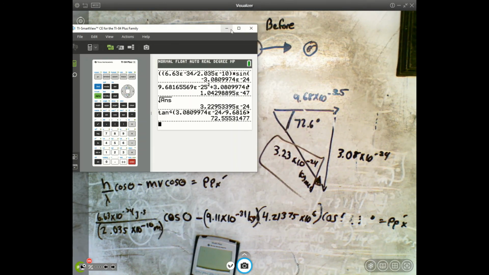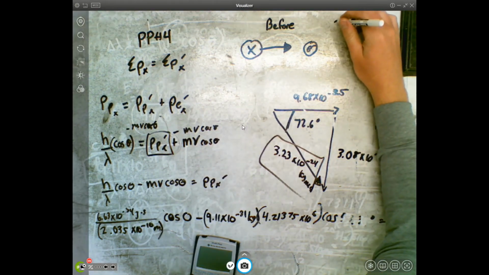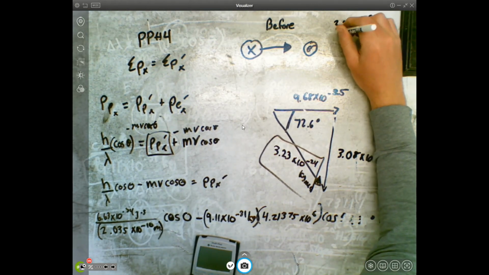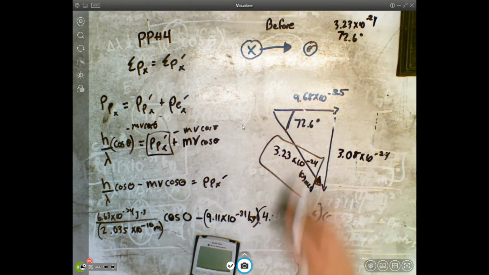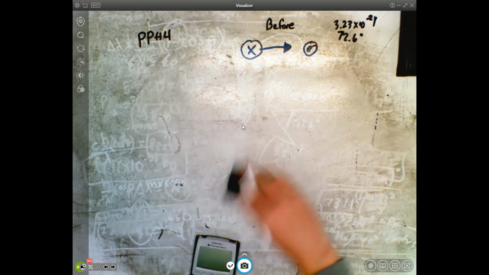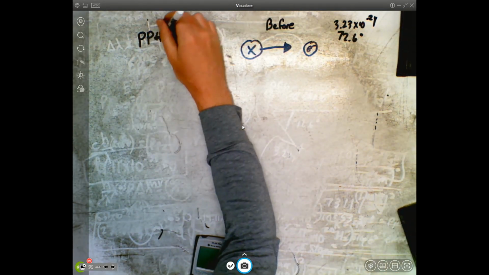But there's another way to get our answer. I used physics principle number 4 to find this, but I can also use the law of conservation of energy. I can do this exact question. I'm just going to put my answer up here: 3.23 times 10 to the negative 24 at 72.6 degrees. So that's my answer. I'm going to do this exact question with physics principle number 5.